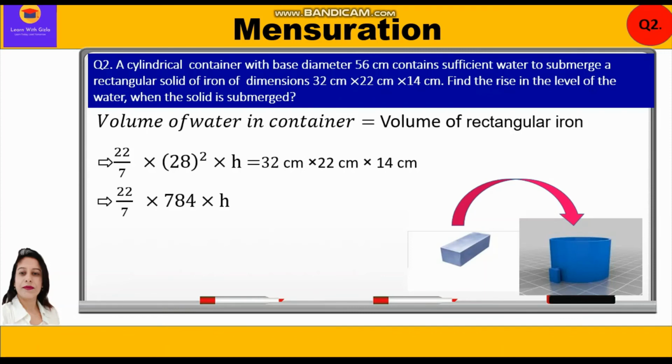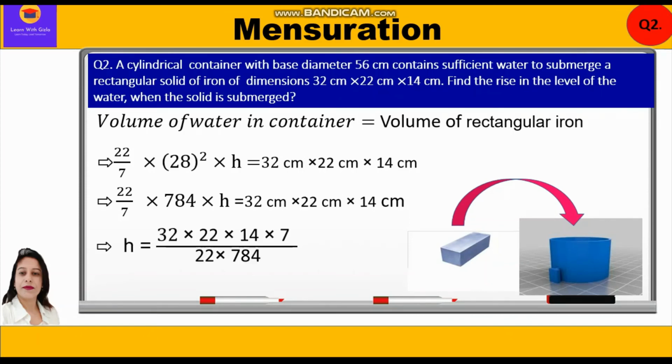When we'll solve further, we will write 22 by 7 into 784 into h is equal to 32 into 22 into 14. Now h is equal to 32 into 22 into 14 into 7 upon 22 into 784. Now if we'll solve it, we will get height is equal to 4 centimeter.